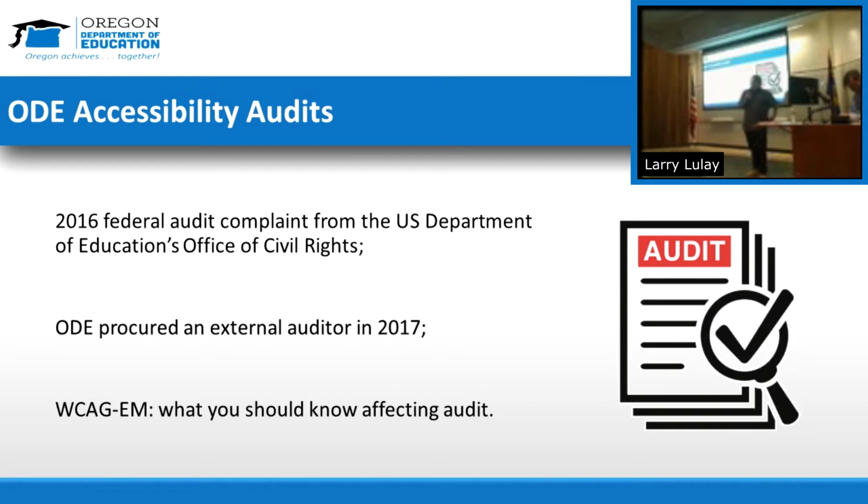In 2016, the Oregon Department of Education was contacted by the federal U.S. Department of Education Office of Civil Rights with 2 complaints on our websites. And they notified us at that time that we were officially under audit. And we then moved to talk about the terms of that audit, what it meant to us. One of the things that we had to do was procure an external auditor.